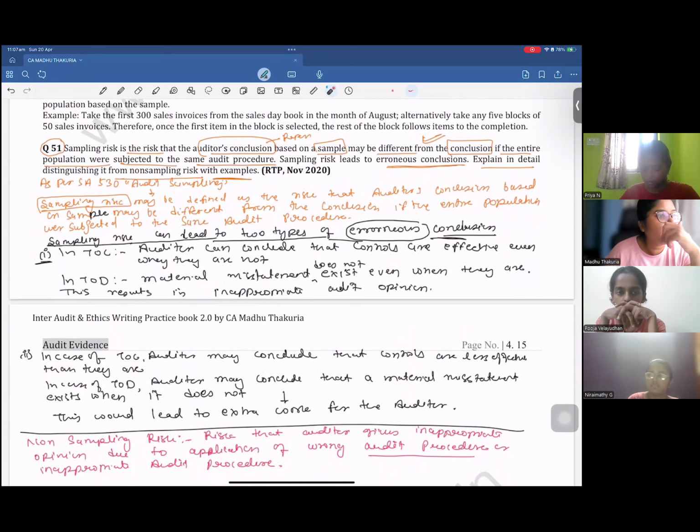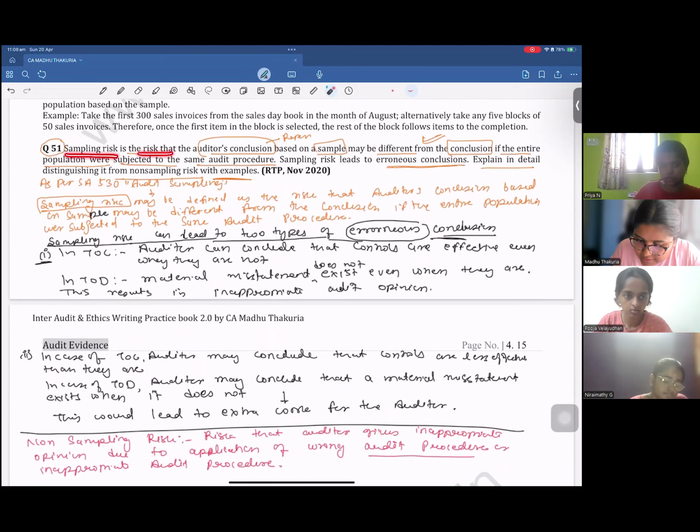Did we write sampling risk last time? No? Okay. This is the question that I want to cover. Please write this one. First, let's understand. I think you know already the sampling risk, both in test of control, test of detail, and non-sampling risk, but still write one more time so that it's like you are revising it again.